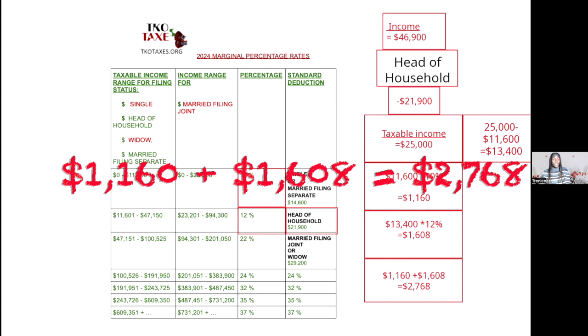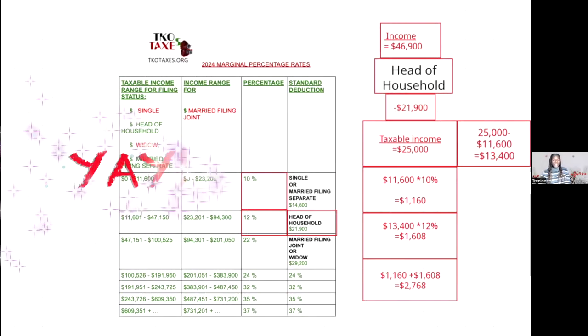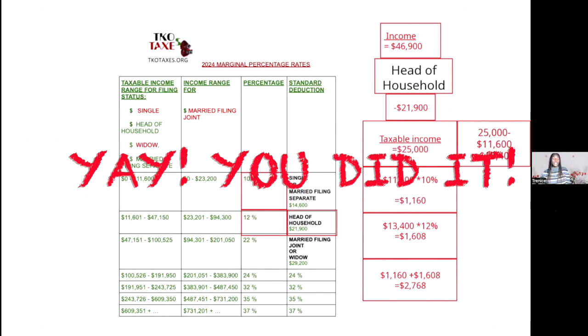So the $1,160 from the 10% that we taxed and the $1,608 from the 12% that we taxed are added together to configure your tax bill, which equals $2,768. And that is how the IRS configures your tax bill.